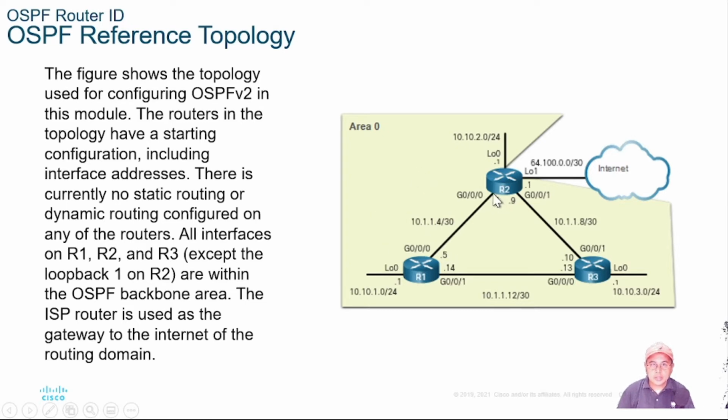So in this particular reference topology, we have 6 networks. We have 10.1.1.4/30 connecting R1 and R2. So this is the gigabit Ethernet connection. And then we have R2 to R3 with the 10.1.1.8/30 network, and we have 10.1.1.12/30 network. So these are the router links.